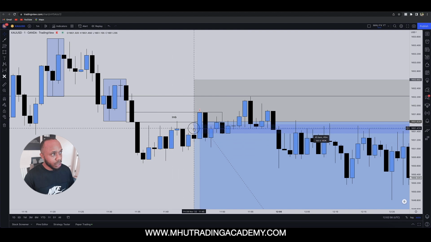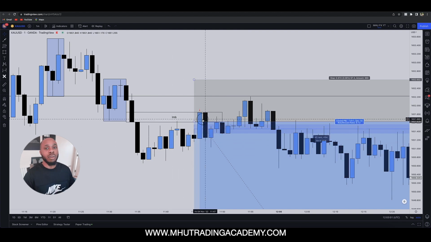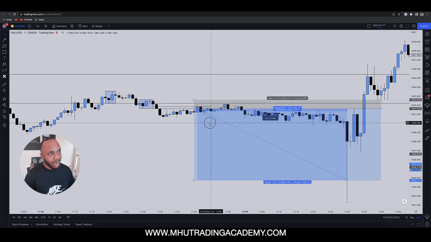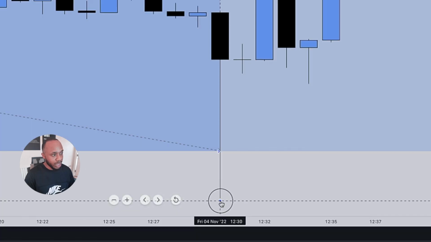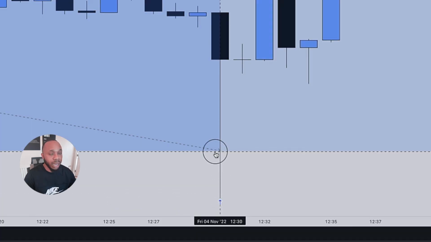Price traded up into this inefficiency. This is why I jumped in right at the lowest point of that fair value gap, and then price smashed TP. When I hover over this arrow over here, you can see there's a blue arrow above it, and this is why I hit TP.